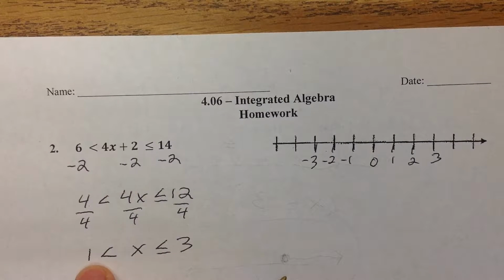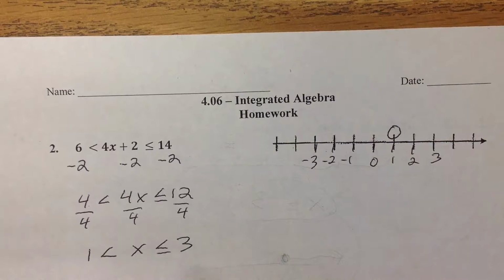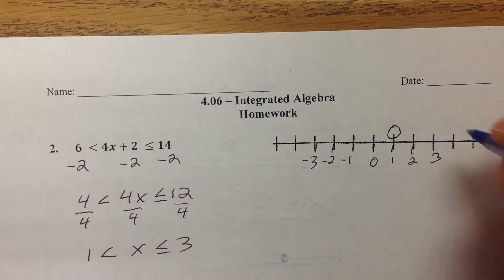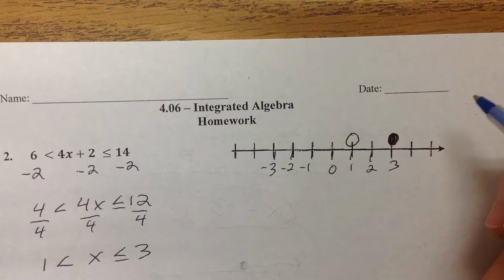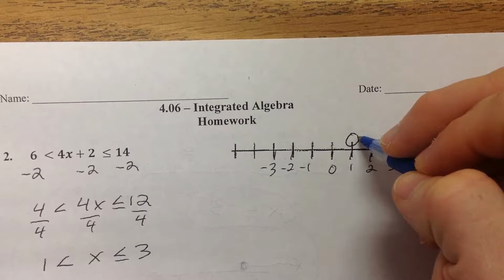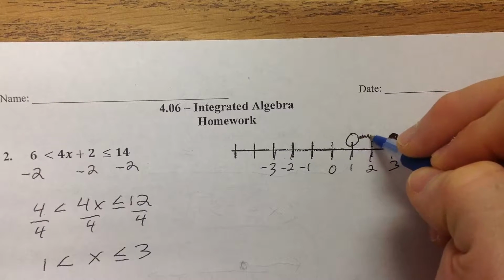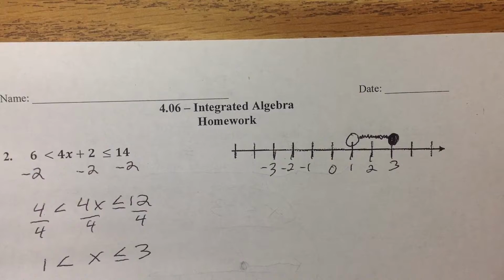So on the 1, we're going to need an open circle because there's no equal sign here. So let's put an open circle on the 1. On the 3, we're going to need a closed circle because we do have the equal sign. And then these are usually pretty easy to graph because all you have to do is sort of connect the 2 points that you made. So we don't have to really worry about which direction the arrows are going. The x is in the middle, and our line is going to go in the middle of those 2 points that we just made. Okay, so that would be the answer to number 2.